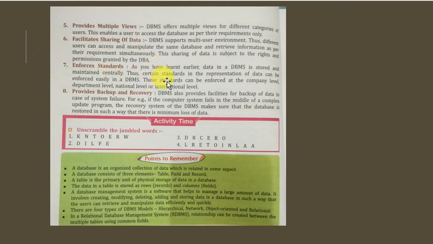As you have learned earlier, data in a database management system is stored and maintained centrally. Centrally means that the whole information is stored at one particular place. Thus certain standards in the representation of data can be enforced easily in a DBMS.